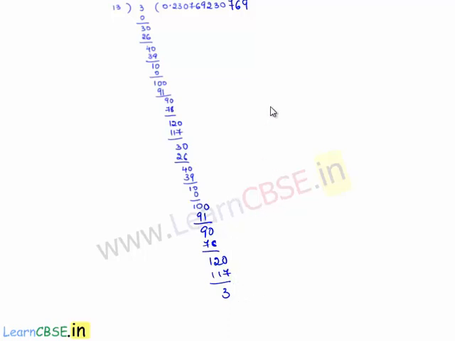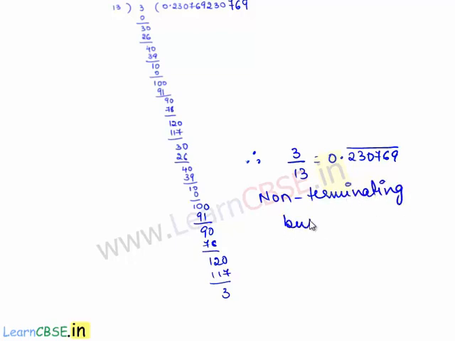Therefore, the digits 230769 are repeating. Hence, the decimal expansion for 3 by 13 is equal to 0.230769 with a bar over the repeating digits. Here, the decimal expansion is non-terminating but repeating.